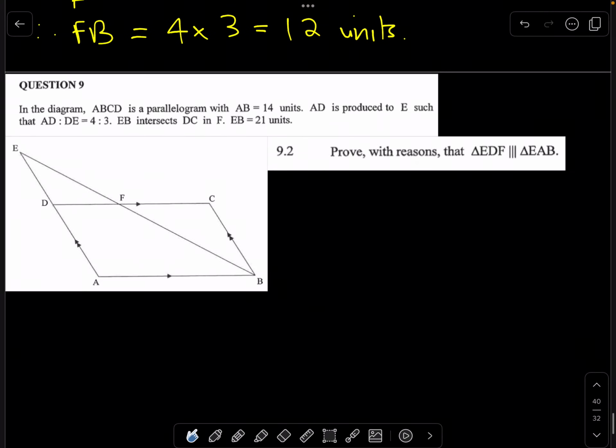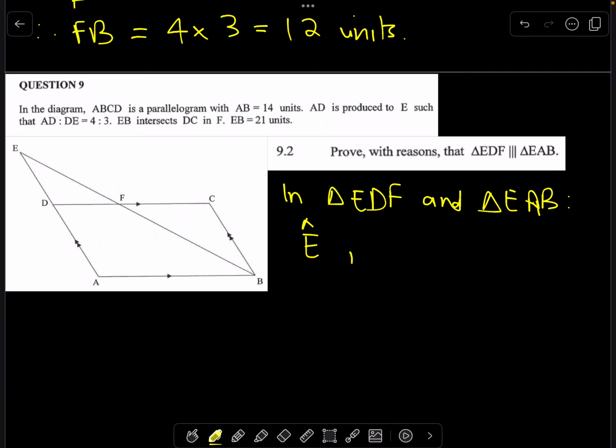The second question says, prove with reasons that triangle EDF is similar to triangle EAB. This is your classic one triangle embedded in the other, with one side parallel to the other, so you're going to have your corresponding angles, and then a common angle. It's a very textbook similarity proof. So in triangle EDF and triangle EAB, the angle E is common.